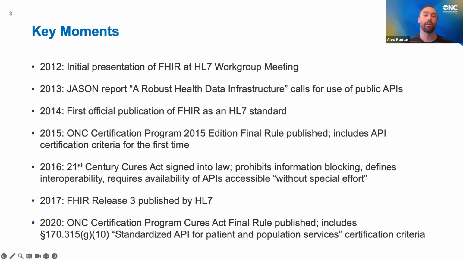And then in 2020, bringing us into the more modern era, ONC published the Cures Act final rule, which again updated our certification program, and for the first time included certification criteria related to the use of FHIR. So you'll see at 170.315 (g)(10), which we typically shorthand to just G10, the standardized API for patient and population services certification criteria included those requirements for certified electronic health record technology to make available an API, a FHIR API, and provide a certain subset of information over that API.